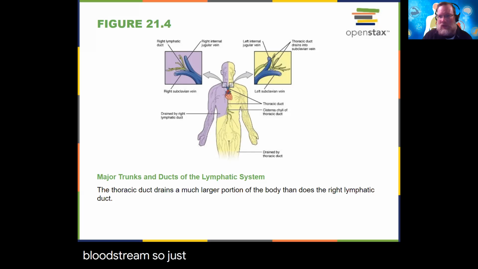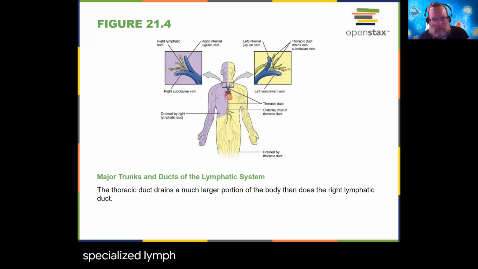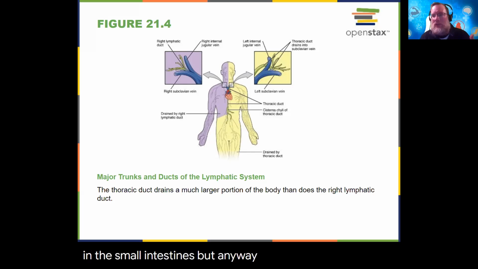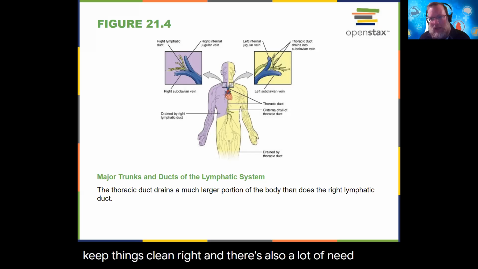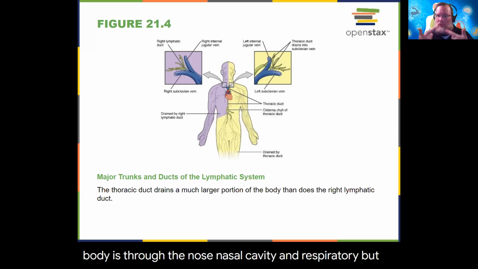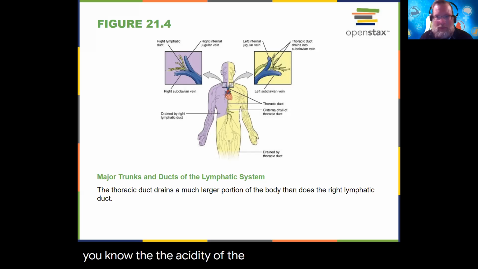So, as we'll see next week in digestion, we have what are called lacteals. They're kind of like specialized lymph vessels that deal with fats in the small intestines. But anyway, there's a lot of need to keep things clean, and there's also a lot of need to keep pathogens away, because generally the main route of pathogenic entry into the body is through the nose, nasal cavity, and respiratory tract, but also through the mouth and into the GI tract. But the acidity of the stomach often kills a lot of pathogens.